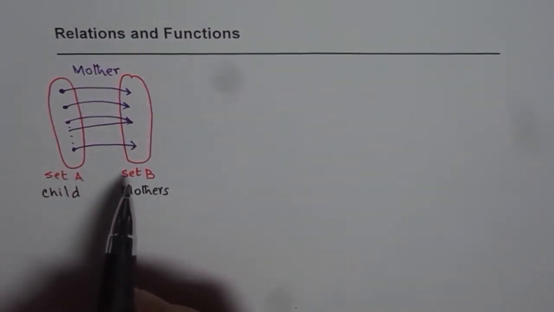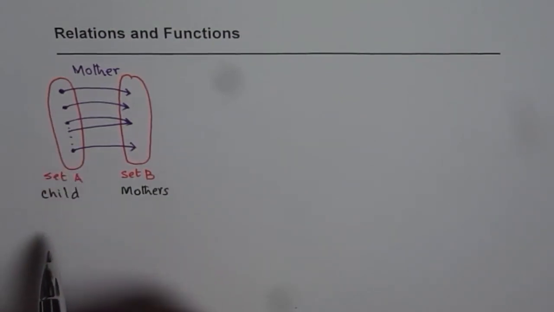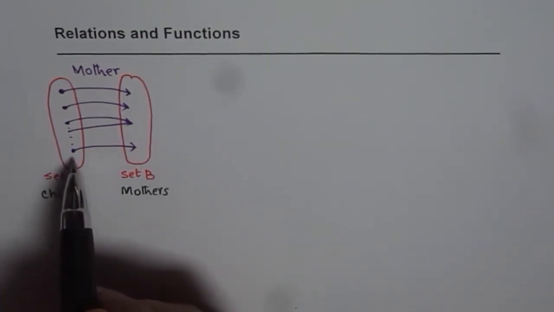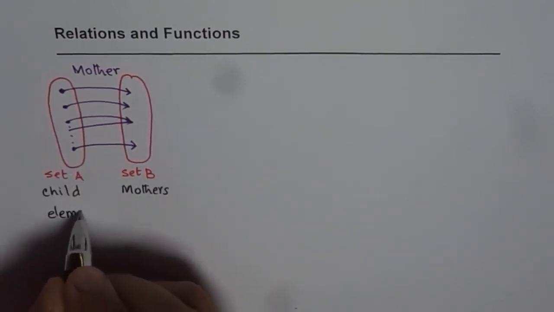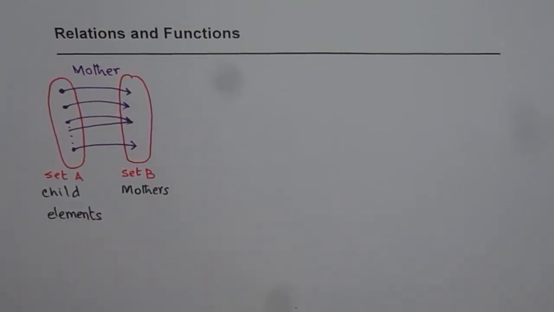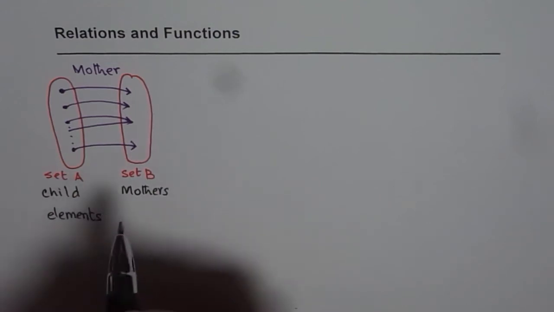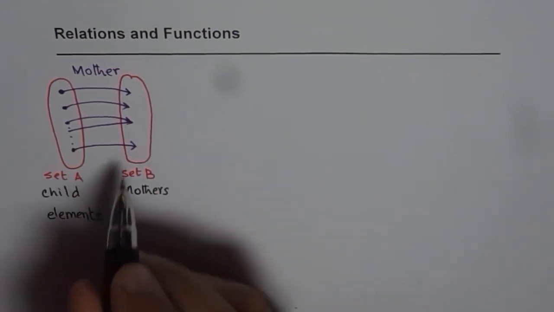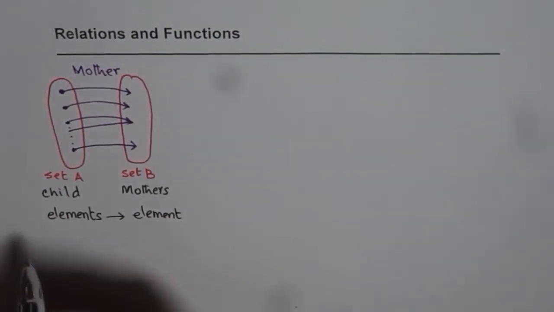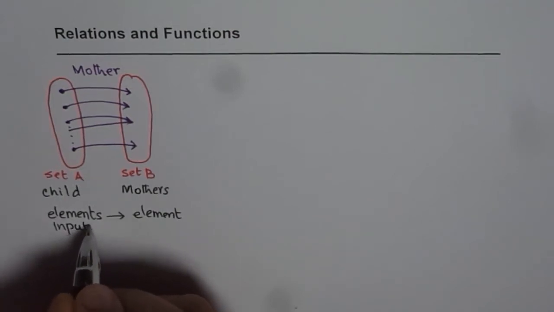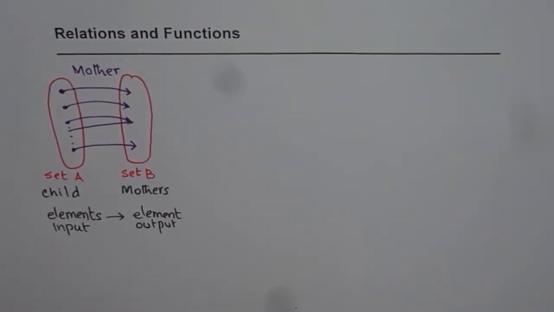The association is that every element, so these individuals which I have marked here are called the elements. These are technical terms which we should know. So every element in set A is associated with the elements in set B. Now, at times we also call them as input elements and the output.